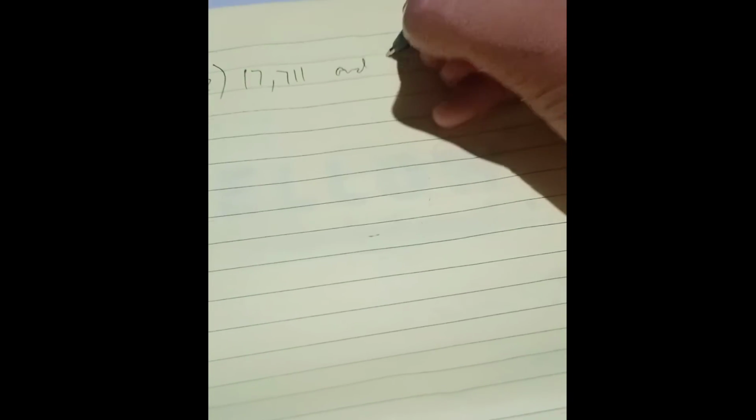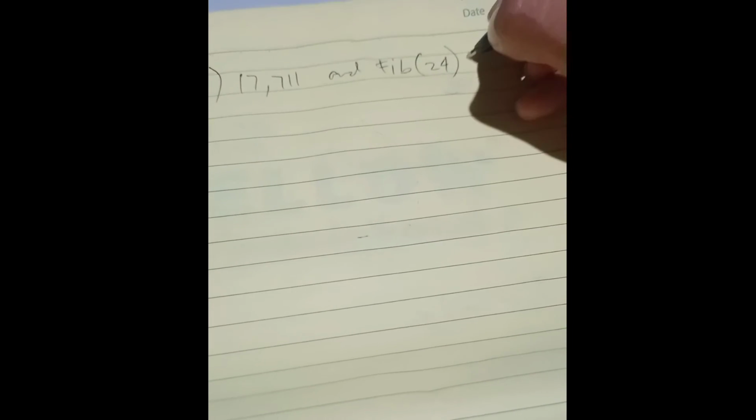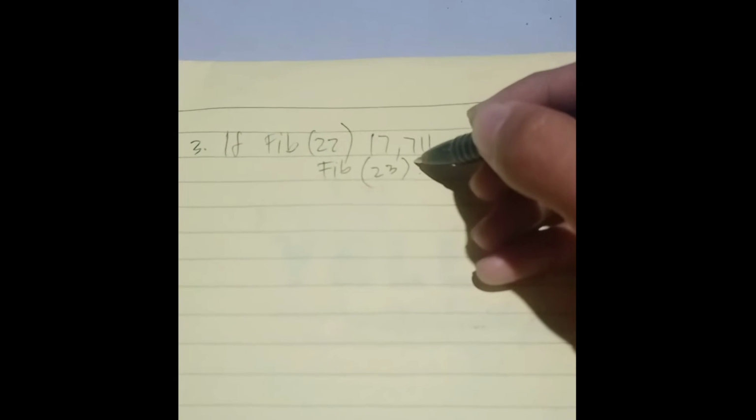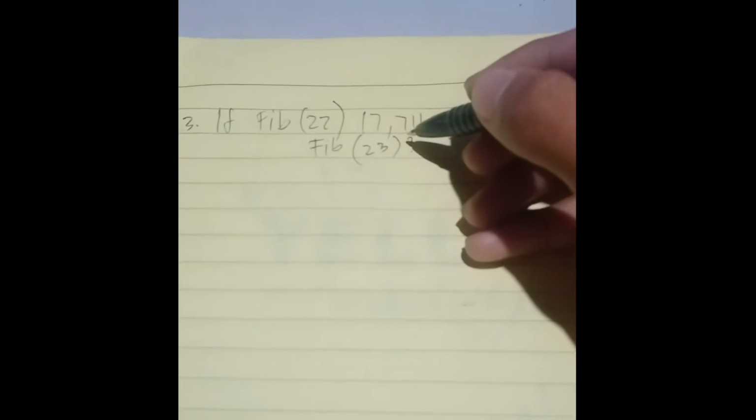If fib 22 is 17,711 and fib 24 is equal to 46,368, then what is the value of fib 23?